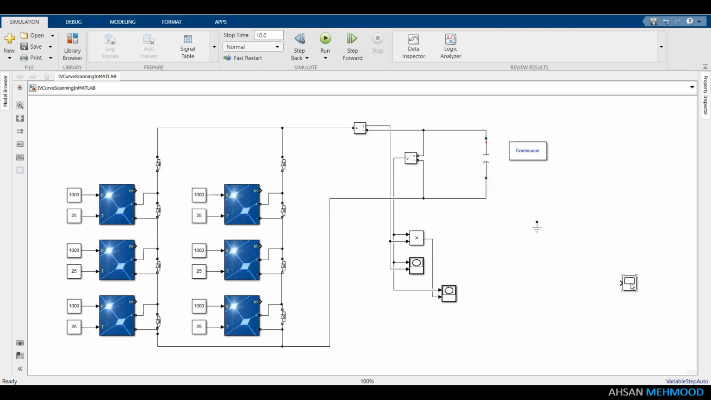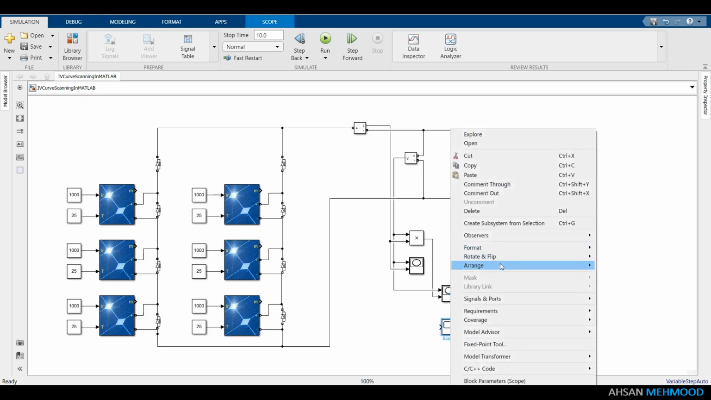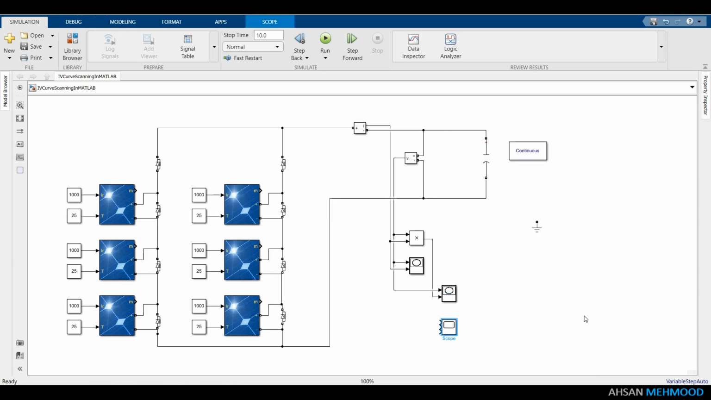We will also utilize the scope block to visualize our signals over time. Right-click on the scope and set the number of input ports to 3 in the Signals and Ports section. These ports are used to connect voltage, current, and power signals.